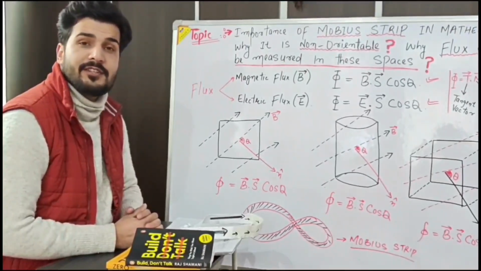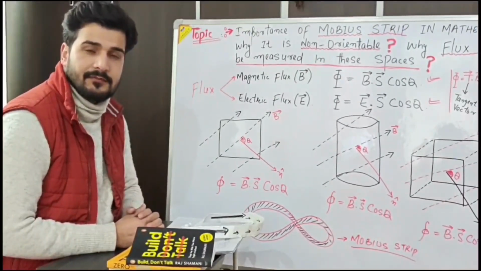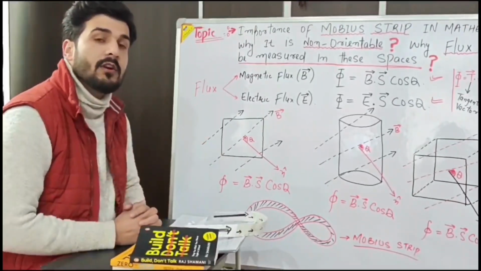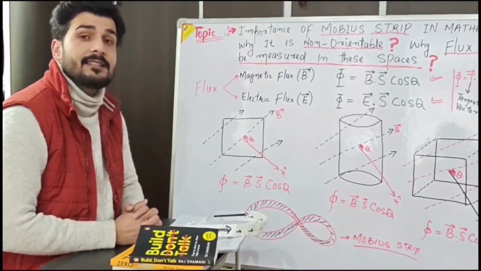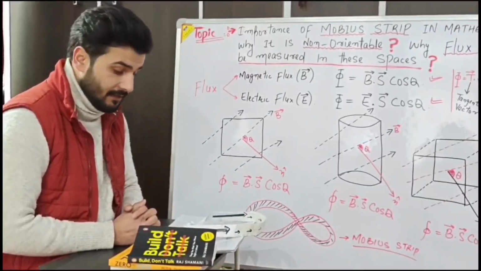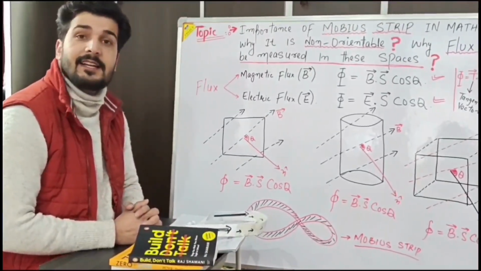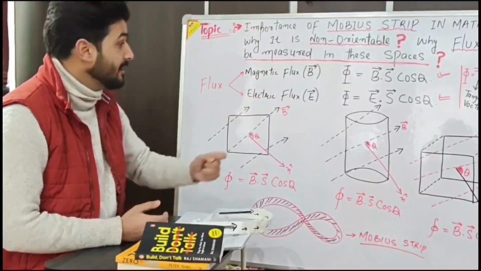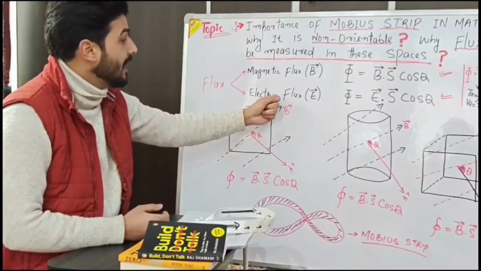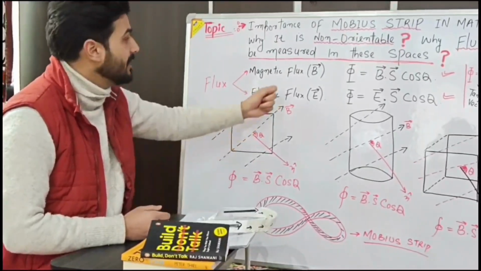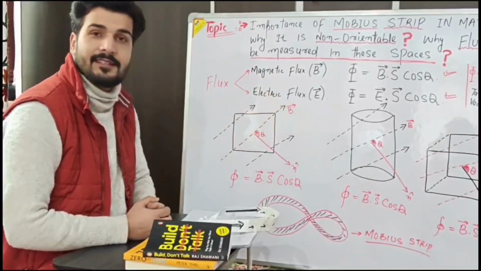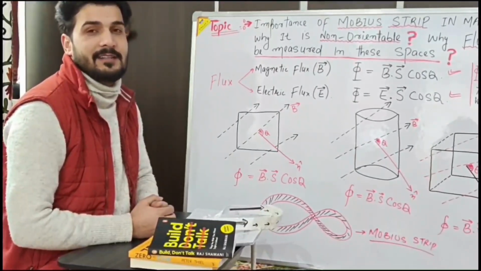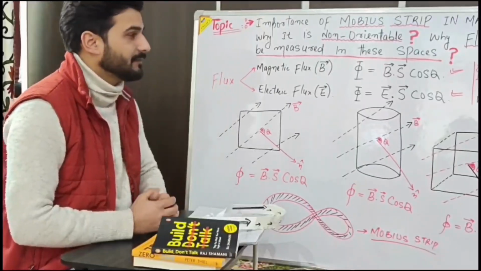Why can't flux be measured in a Möbius strip? In order to understand this, we first need to understand what flux is all about. Flux is nothing but the rate of flow of energy. That energy could be a magnetic field or an electric flux. It could be magnetic flux or electric flux, it depends. But the task of a mathematician is to remain fundamental. We simply call it flux.